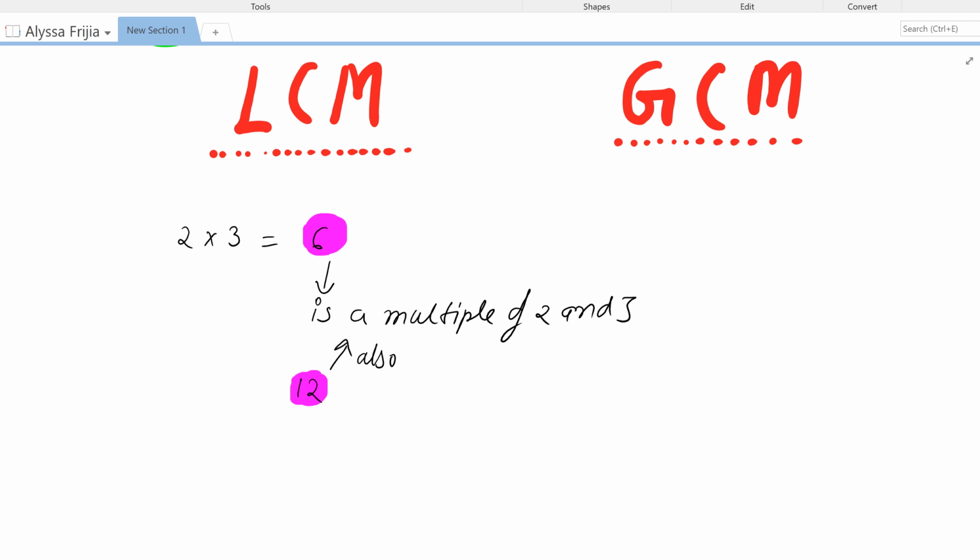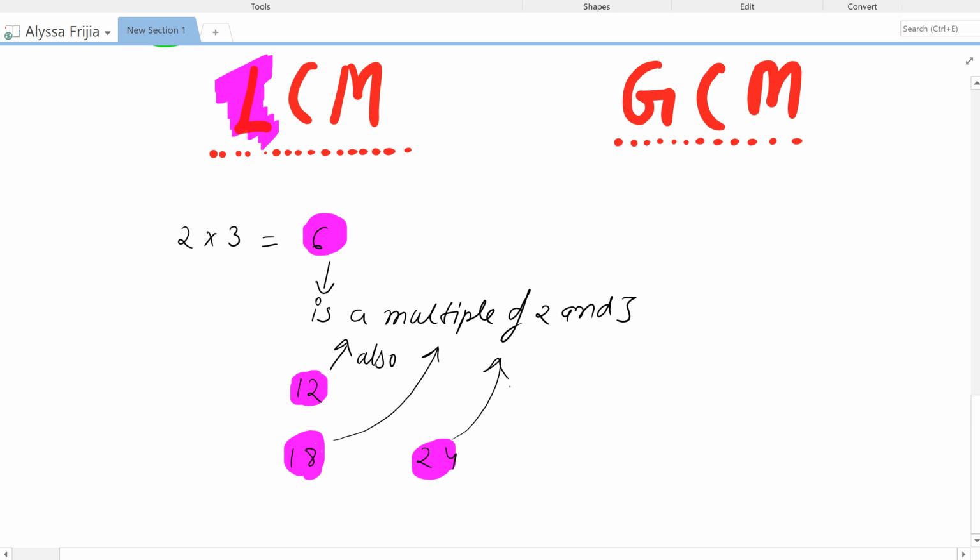And how about 18? How about 24? Yes, all of them are multiples of 2 and 3. But the question is, which one of them is the least? Which one of them is the smallest? 6 is the smallest. So 6 is the least common multiple of these two numbers.